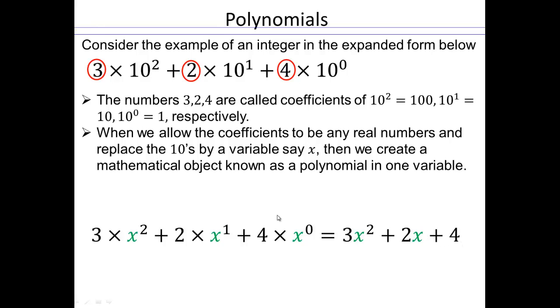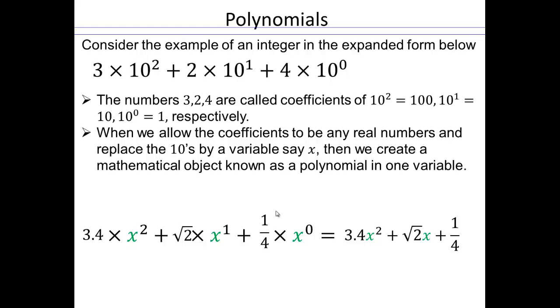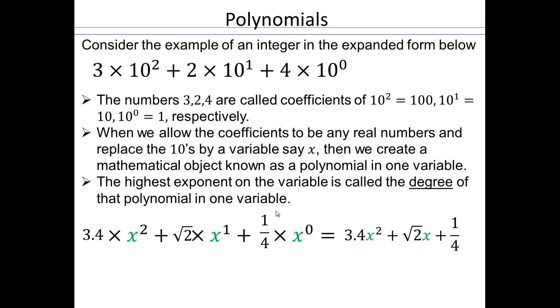To have any generic polynomial in one variable, you can also change the coefficients. We're not restricted to just integers. You can replace the 3, 2, and 4 with real numbers, and then you have a different polynomial. So again, we have 3.4x squared plus square root 2 x plus 1/4. That's an example of a polynomial.